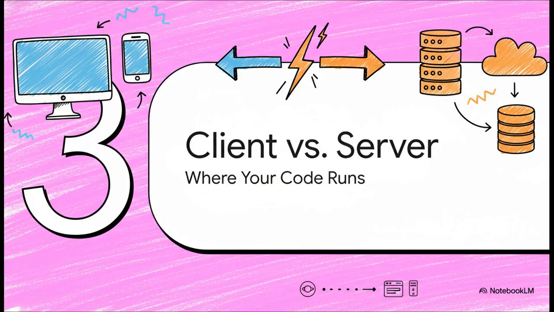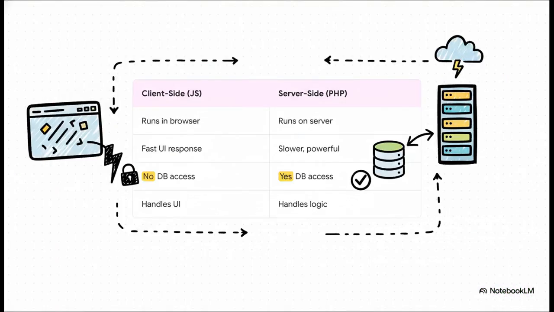Okay, what we're about to cover next is a total game changer for understanding how the web really works. Everything we've talked about so far with JavaScript happens on the client. That's your computer. But that's only half the story. It's time for the big showdown, client side versus server side. So on the client side, you've got JavaScript running in your browser. It's fast, it handles all the cool user interface stuff. But here is the number one most important rule to remember. It absolutely cannot connect to a database.